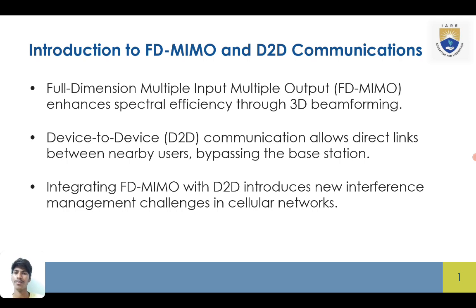Introduction to FD-MIMO and D2D communications. Full dimension multiple input, multiple output, FD-MIMO, enhances spectral efficiency through 3D beamforming. Device to device, D2D, communication allows direct links between nearby users, bypassing the base station. Integrating FD-MIMO with D2D introduces new interference management challenges in cellular networks.